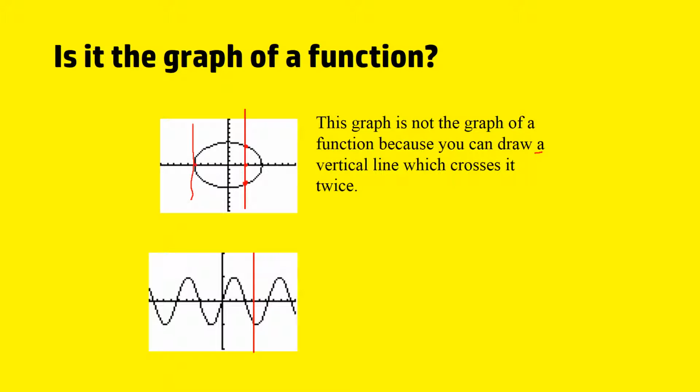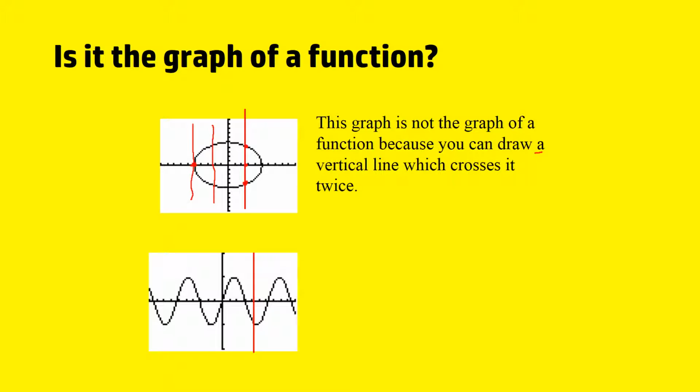Well, you could if you had better artwork than I did that time. But it doesn't matter that you can do that if you can draw a vertical line that has only one point of intersection, or that has 2 points of intersection with the graph. If it's possible to do that, then the graph is not the graph of a function.